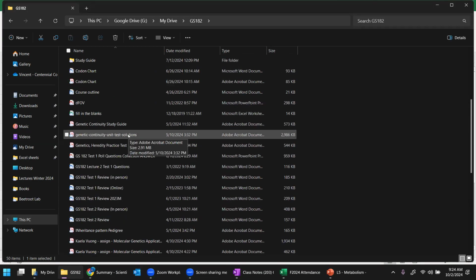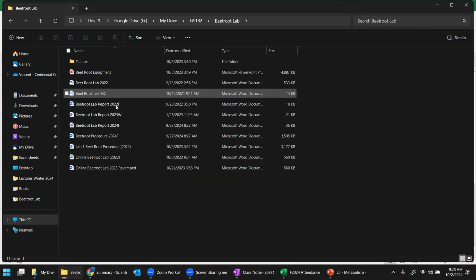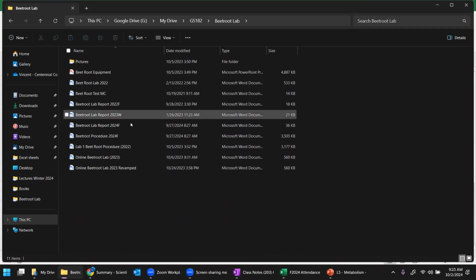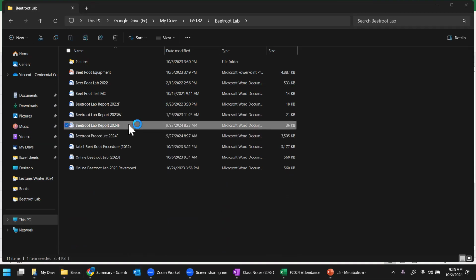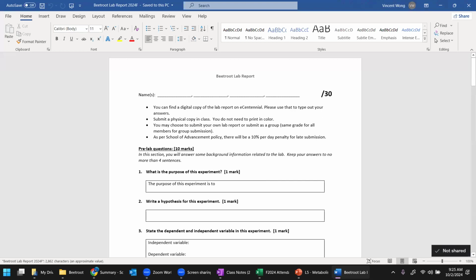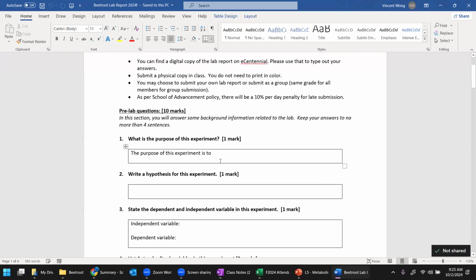Okay, so hold on, let me try to find the lab here. Lab report. Do you see it? Oh, there it is. There we go. So you can do the rough copy together and then work on the good copy also together, right? Because I only need one copy per group. Everybody's going to get the same grade for the report, okay?